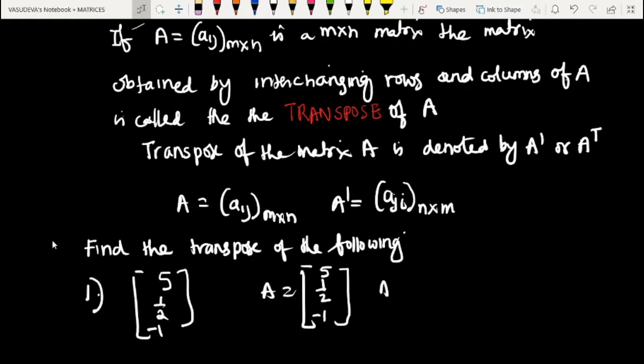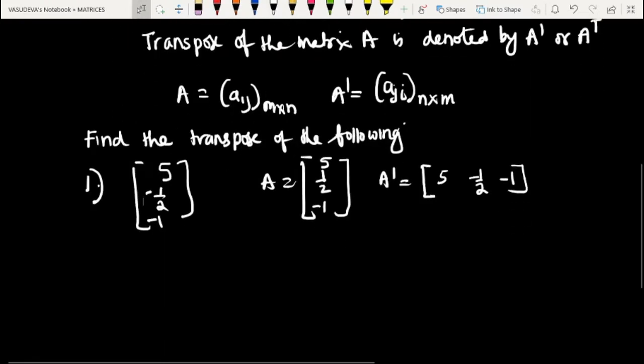Then A dash or A transpose, changing rows into columns. Here columns ಅನ್ನ rows ಗೆ convert ಮಾಡಿ 5 minus 1 by 2 minus 1. So let's take this 5 minus 1 by 2 minus 1.